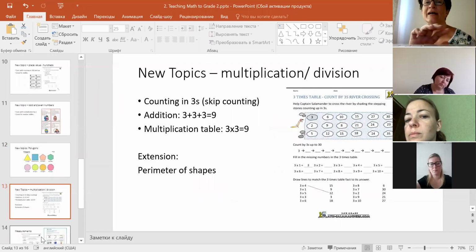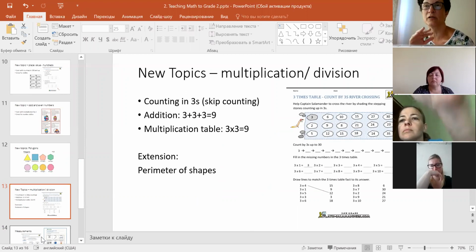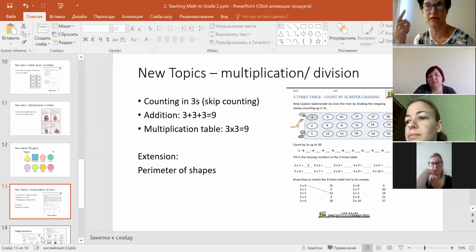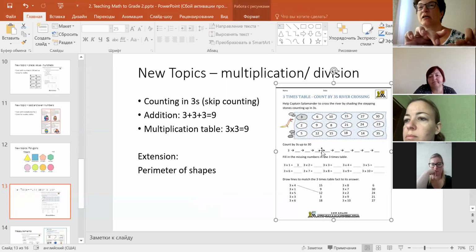And of course, the new topics will be multiplication and division. Let's look at multiplication and division from the point of view of the 2nd grader. What is multiplication? And again, I'm not sure about division. I'm not sure that we'll do lots of division this year, because we need to understand multiplication. So what is multiplication? First of all, look at the Salamander math worksheet. You will have it in your materials.